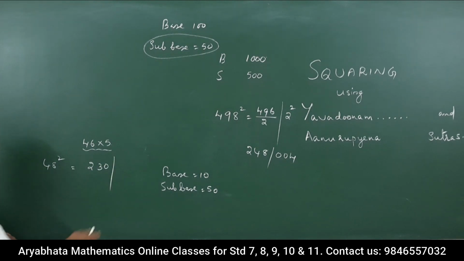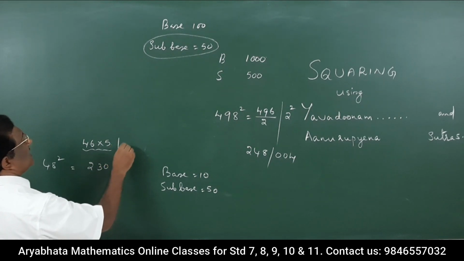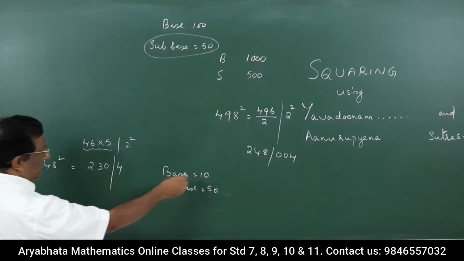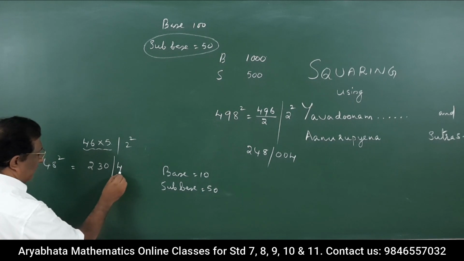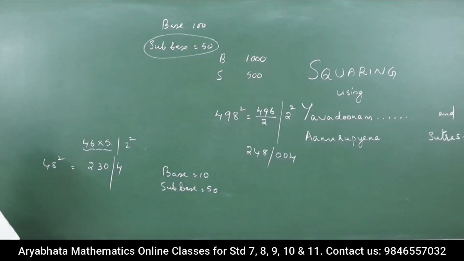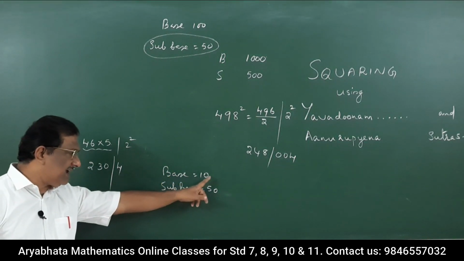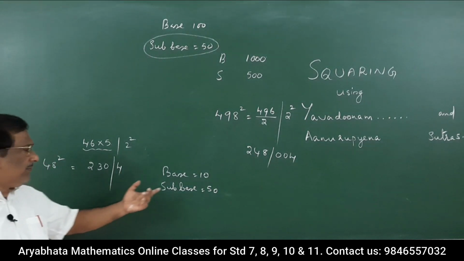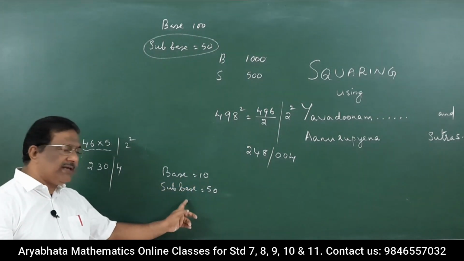And the second part is the square of the deficiency. Square of deficiency, 2 square, I write only 4 because base is 10. We are expecting only one digit in the second part. So the same answer we get in this way also. So here I took base as 10 and sub base as 50. One can do the same problem by taking base 10 and sub base 40.